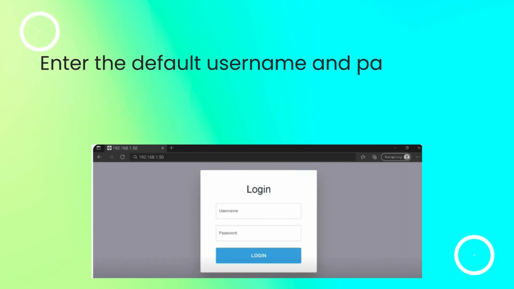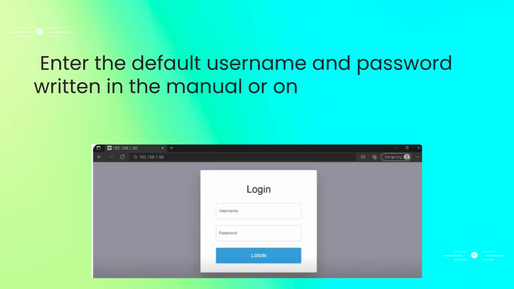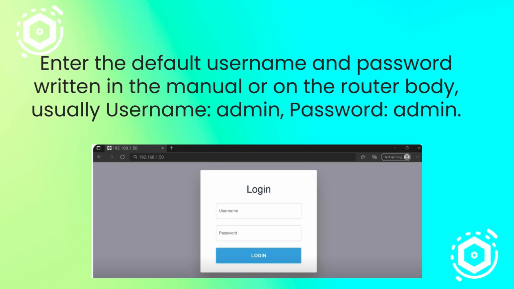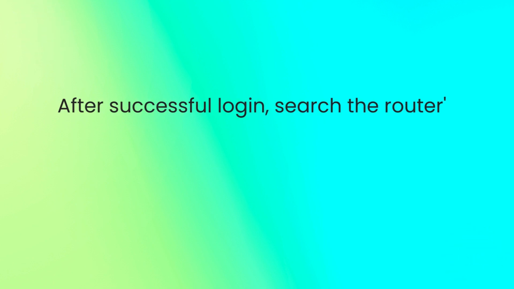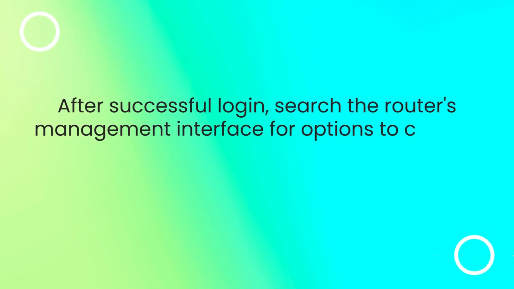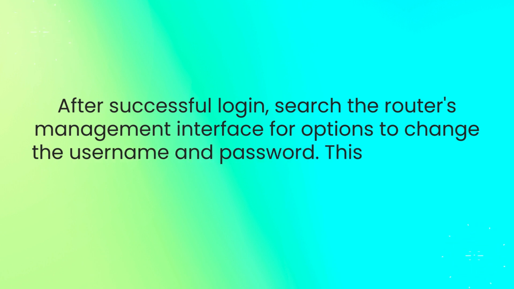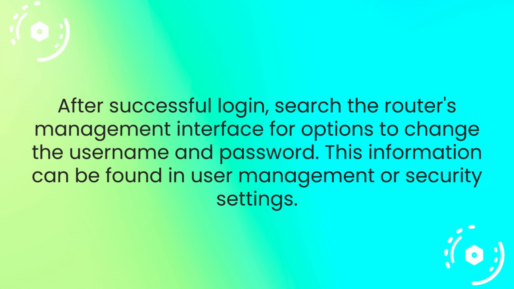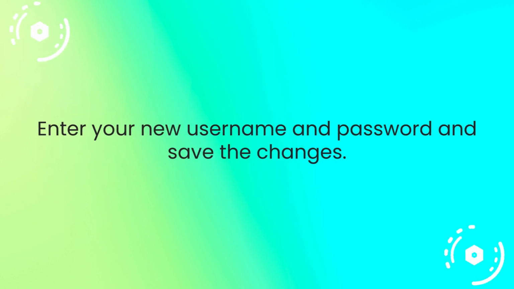Enter the default username and password written in the manual or on the router body, usually username: admin, password: admin. After successful login, search the router's management interface for options to change the username and password. This information can be found in user management or security settings. Enter your new username and password and save the changes.